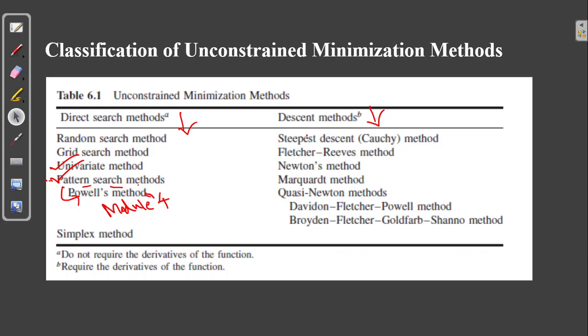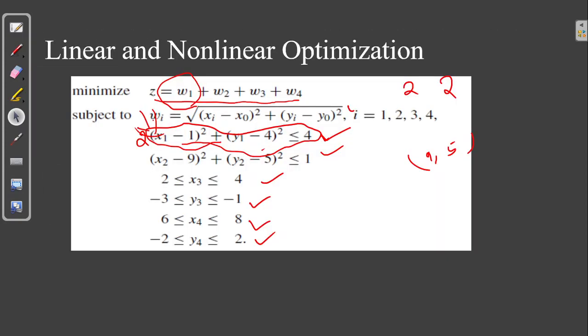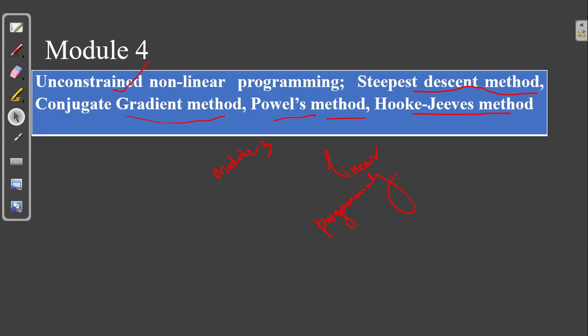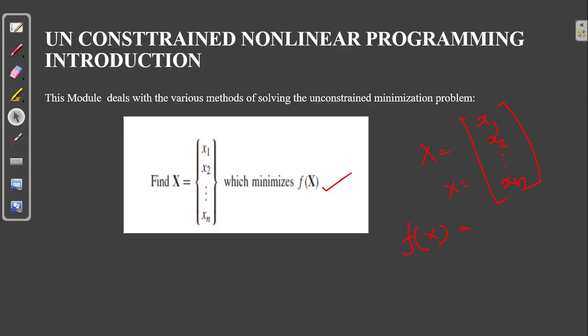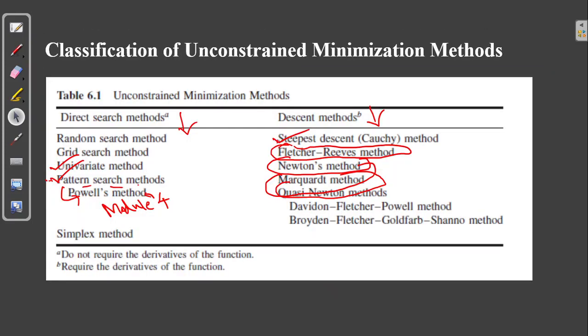Now the descent methods. The first method is the steepest descent method. Then the Fletcher-Reeves method, which is not in our syllabus. The Newton's method is also not in our syllabus. Then the quasi-Newton method is also not there. So you have only the steepest descent method and the conjugate gradient method as your descent methods.